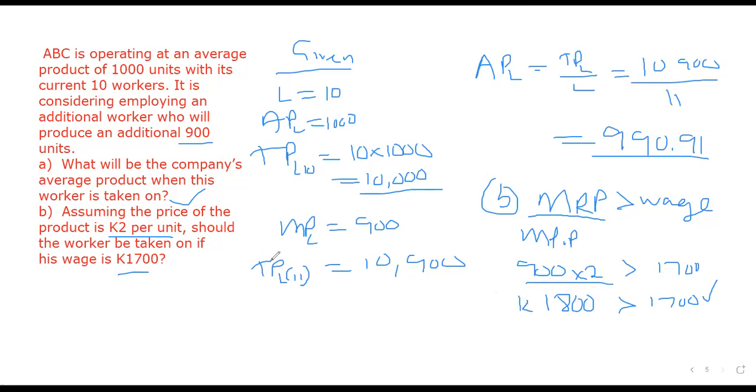So should we employ him? We need to know how much he's asking for. He's asking for 1,700. So if he's bringing in more than what he's asking for, we should what? Employ him. So in this case, he's employable because we have a marginal benefit of 100 kwacha, because what he's bringing in is 1,800. Is that clear now?